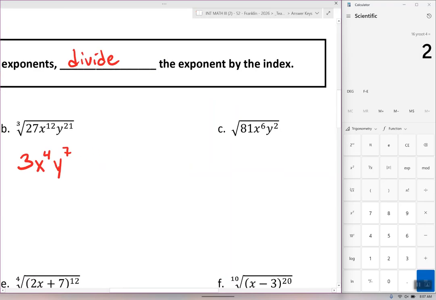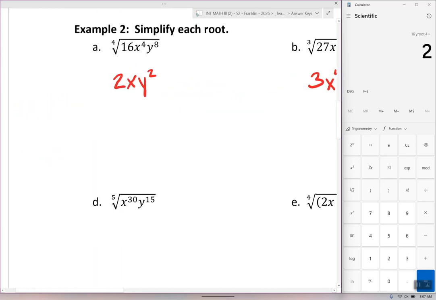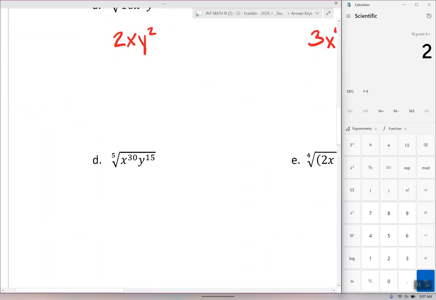For example C, we have a regular square root. There's no number here. So this is assumed to be a 2, regular square root. The square root of 81 is 9. 9 times 9 is 81. And then divide the exponents all by 2. So 9x cubed y. Let's do a few more here. Example D, we have the 5th root of x to the 30th, y to the 15th. So just divide these exponents by 5. X to the 6th, y to the 3rd.